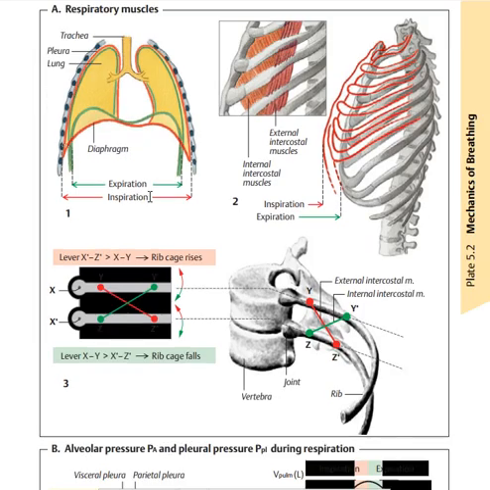Next, we see how respiration occurs in the human body. Point number one, the main muscle involved in respiration is the diaphragm. You can also have other accessory muscles of respiration, like the internal intercostal muscle and the external intercostal muscle. These are accessory muscles, but the main muscle is the diaphragm.